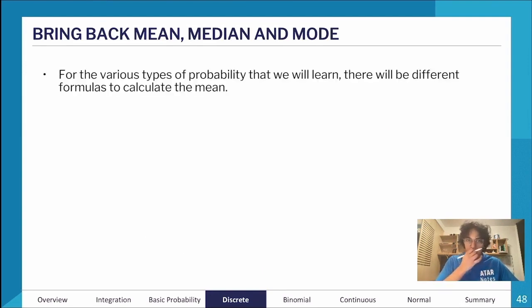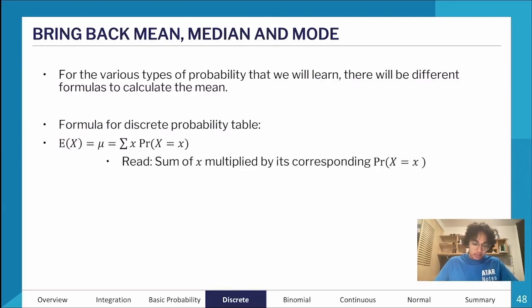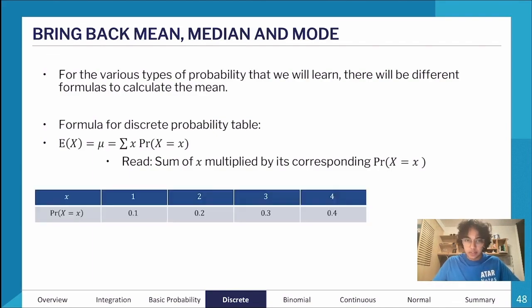But how do we work out the mean? With the mean, there's actually a formula, and that changes based on what sort of distribution it is, whether it be binomial, continuous, normal, or discrete. We have a different equation to use. So when we're using a table, we want to use this freaky looking formula. What this says is you want to take every single x value, multiply by its probability, then add it together. So the way you'd read it is the sum of x multiplied by its corresponding probability.